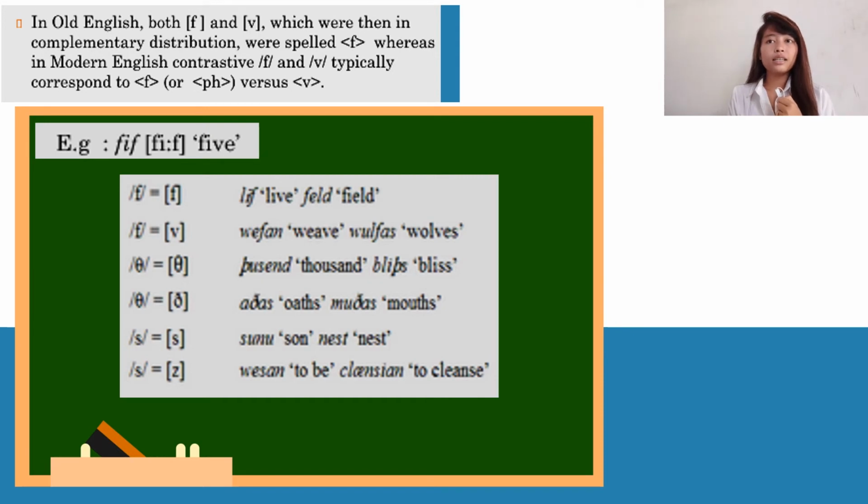As you can see, this is an example of the same phoneme but with different sounds produced. You can see example number 2, wave and wolves. It comes from the same consonant but has a different sound produced. Wave will sound one way, and on the other hand, wolves will sound another.